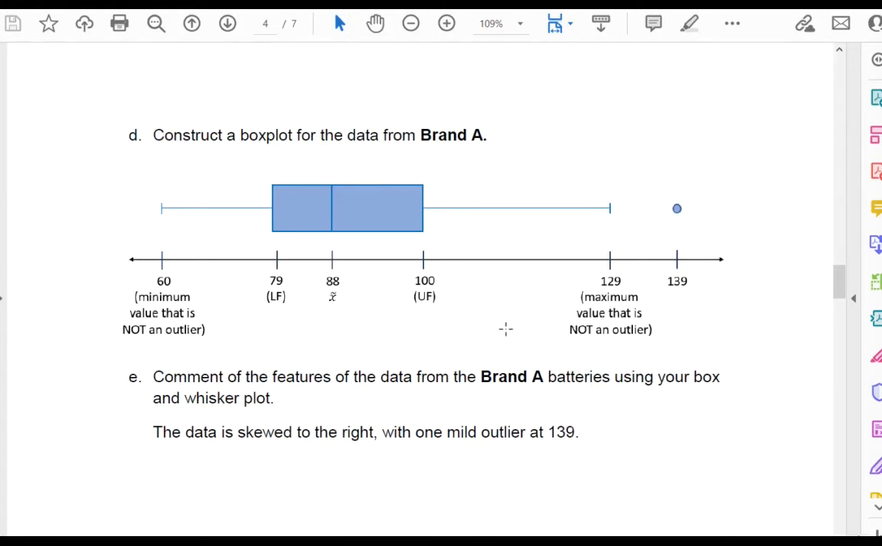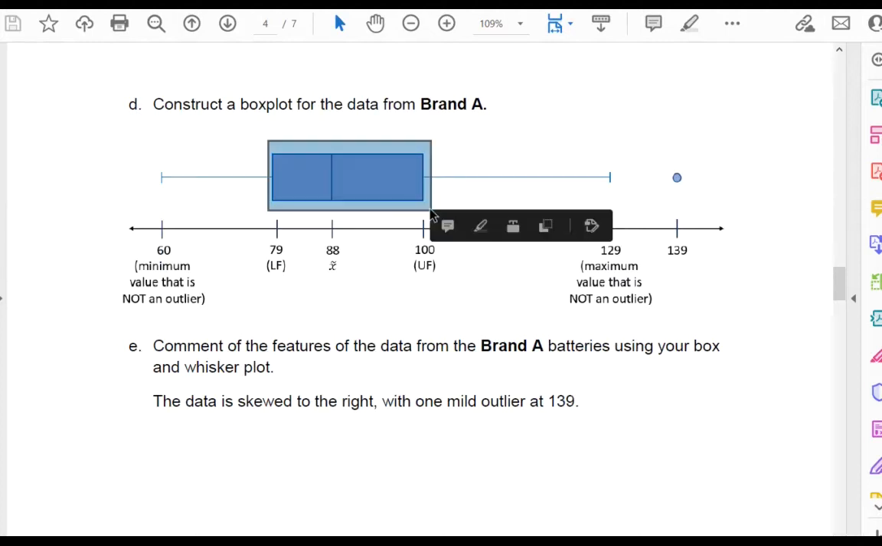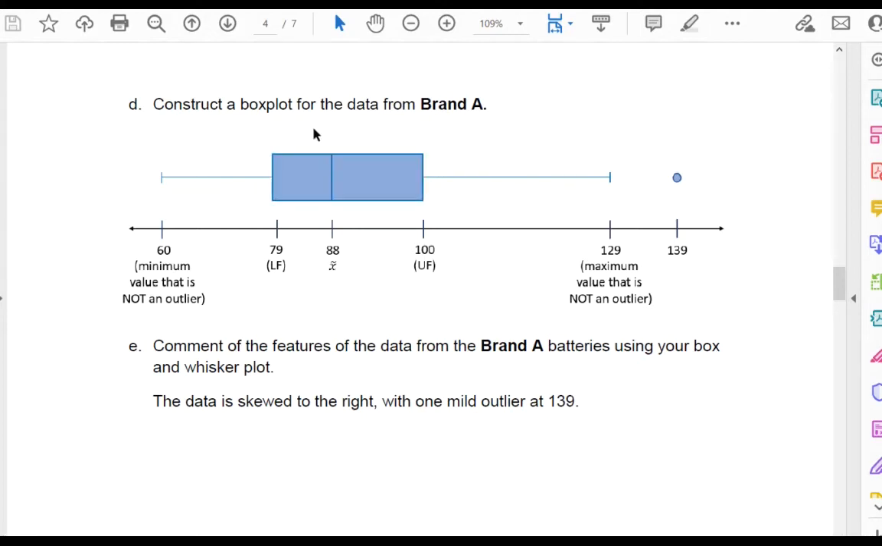Okay, so this is what your box plot should have looked like. And then comment on the features. Basically here when you look at it, you can see skewness. To determine skewness, look at the box and not the whiskers, because those can really spread out. So the majority of your data is here, and you can see that most of it is to the right of the median and a little bit less. So this indicates skewness to the right.